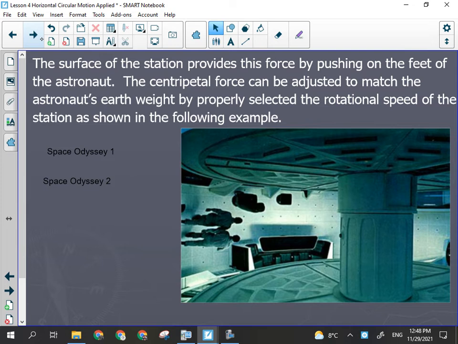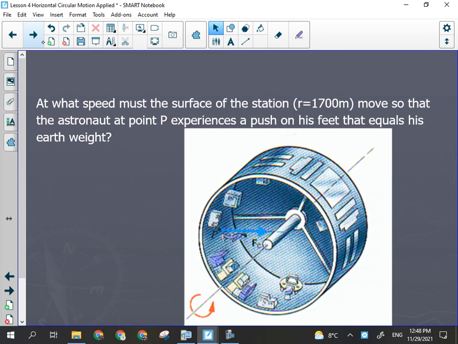All right, so the surface of the space station provides a normal force that's working against your inertia, that's your desire to leave the circle. It pushes back with a force that feels like gravity but really isn't. So if we're doing this as an example, what speed must the surface of the station, with a radius of 1,700 meters, move so that the astronaut standing right here would feel a push on his feet that equals his Earth weight?